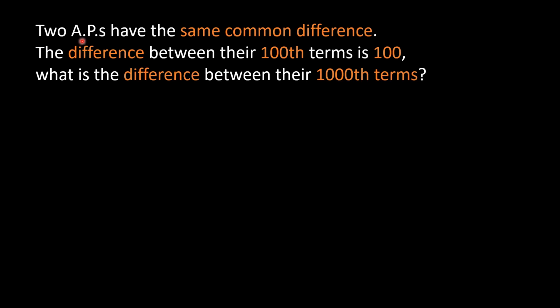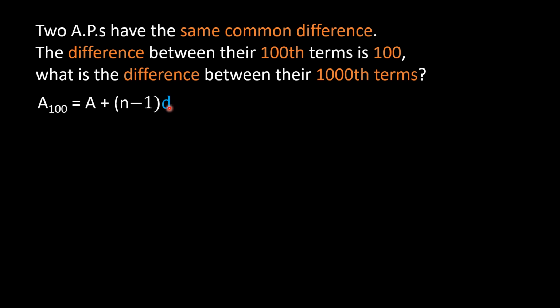Two A.P.s have the same common difference. The difference between their 100th terms is 100. What is the difference between their 1000th terms? Here there are two A.P.s. Therefore, we will use different notations for different A.P.s. So we write capital A100 for the first A.P., which is equal to capital A plus small n minus 1 into D.